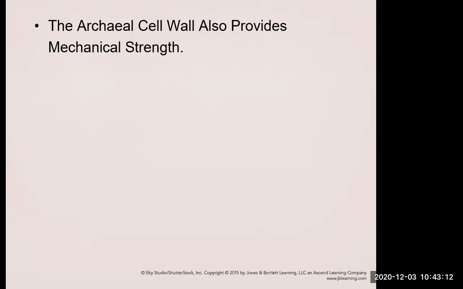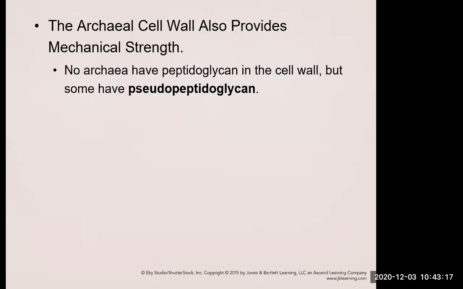Okay, so just like in our bacteria, the archaeal cell wall is used for mechanical strength, so for protection from the external environment, but it lacks peptidoglycan. It has something that resembles it, but it's chemically different, called pseudo-peptidoglycan. It's kind of like peptidoglycan. I do not need you to know chemically how it's different, just know that it's not the same. This isn't a chemistry class, so I don't need you to memorize the chemical differences.